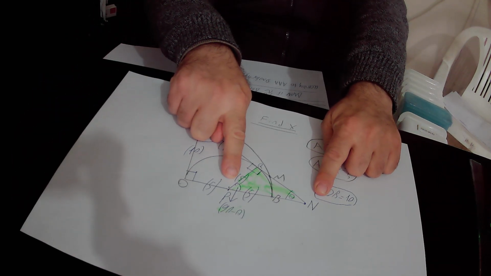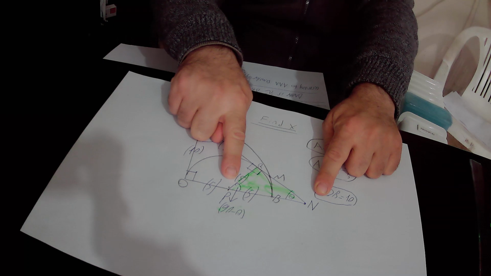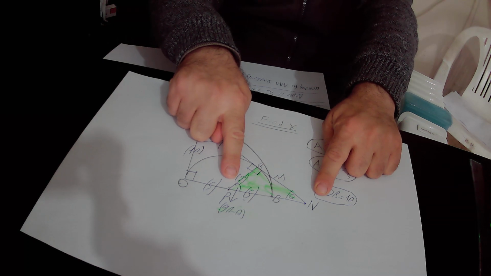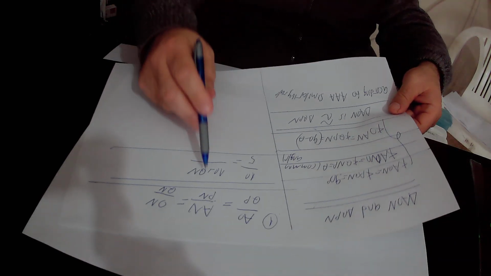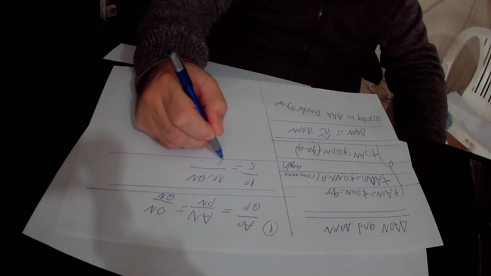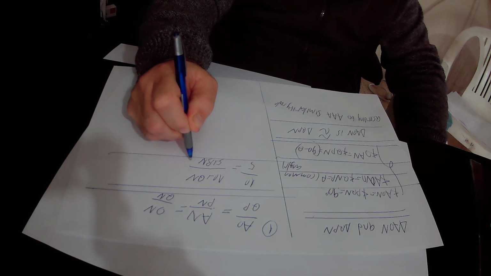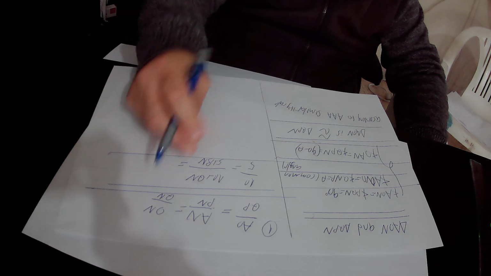PN in total equals PB plus BN. That is to say, PN equals PB, that is 5, plus BN. So in total, PN equals 5 plus BN, and it is equal to ON.